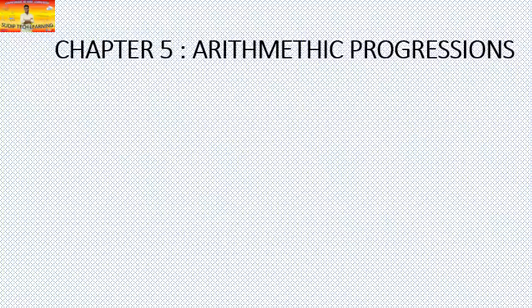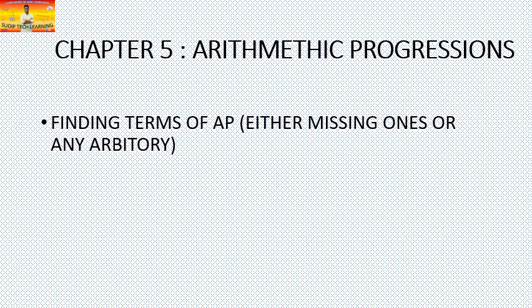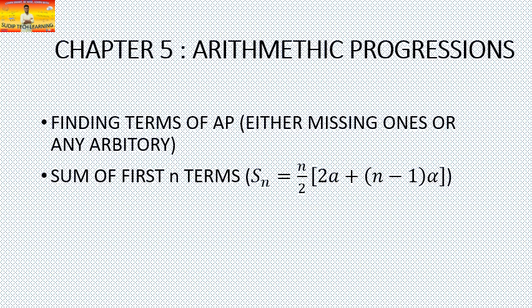Moving on to chapter 5, arithmetic progressions. We call it AP. Now this chapter was discussed in detail in 9th standard. You all must be remembering that AP was purely discussed in 9th standard. Now in 10th standard, much simpler and easier topics are there. You know, finding terms of an AP, either missing ones or arbitrary terms. For example, if a series is given to you as 1, 2, 3, but the middle number is not given, you have to find that missing term. This is very easy. There is a proper formula for it. You have to know that formula, study that formula, and done.